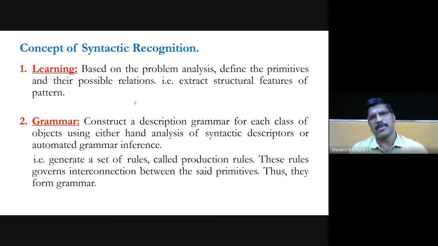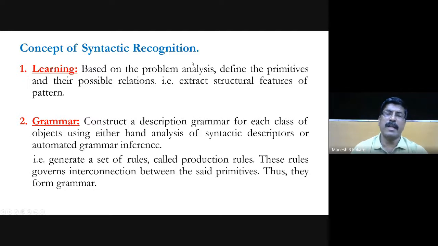But in case of syntactic object recognition, there are 4 phases basically. One is learning, that is based on the problem analysis, define the primitives and their possible relations. So this is the learning stage. The first thing is that you have to extract the primitives, and the second thing is that you have to obtain the relation between all those primitives, and that is, extract the structural features of the pattern. So this is nothing but the learning phase in case of syntactic object recognition or structural object recognition.